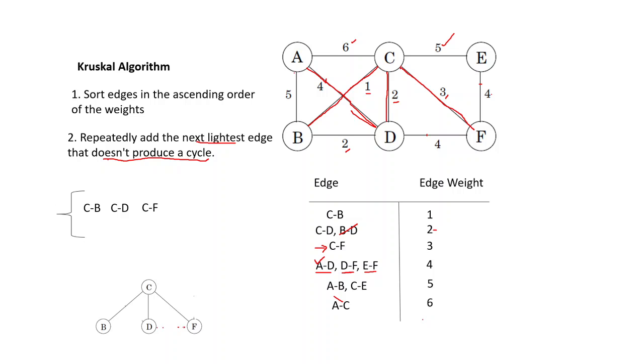Now if you try to add edge DF, this is your DF. So this is going to form a cycle. CDF. This is going to form a cycle. So you cannot include DF. Now if you try to incorporate EF, this is your EF. Yes, EF can be included and EF also does not form any cycle.